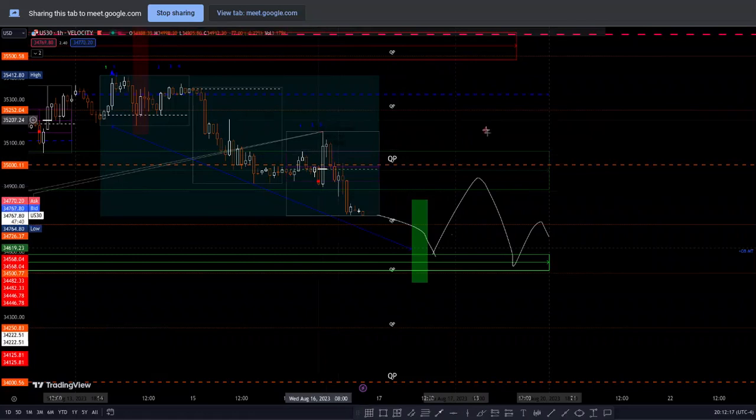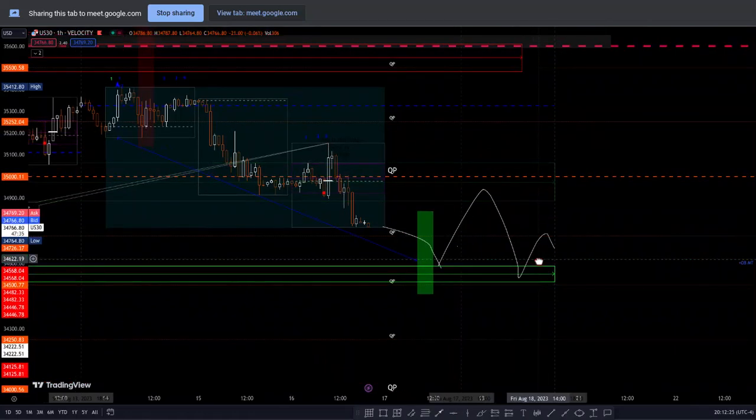But I understand that it does want to go higher at some point because we do have that gap up there. But this may be one of those days where it just stays inside the range and then breaks out on Friday. I mean, you never know.